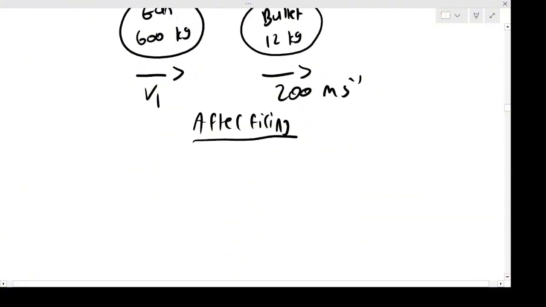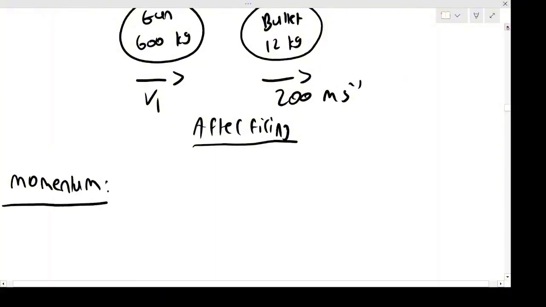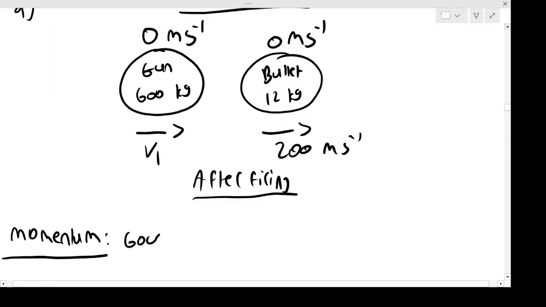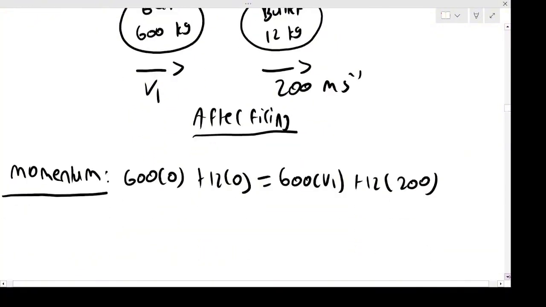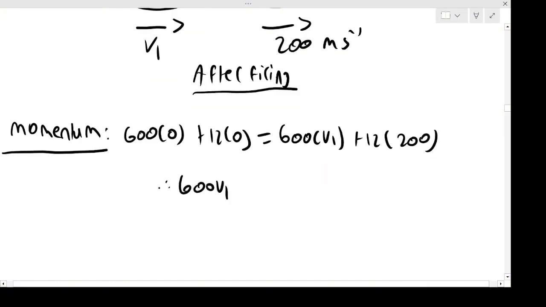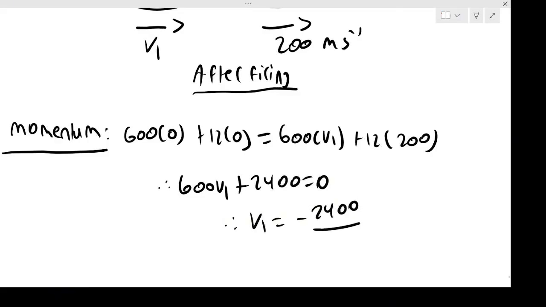Now that we've got our diagram, we can apply our usual techniques. So we've got momentum firstly. It's going to be 600 times 0 and then 12 times 0. Then afterwards, it's going to be 600 lots of V1, add 12 lots of 200. And so we simplify this, we get 600 V1 plus 2400 equals 0. Therefore V1 is going to be minus 2400 over 600.